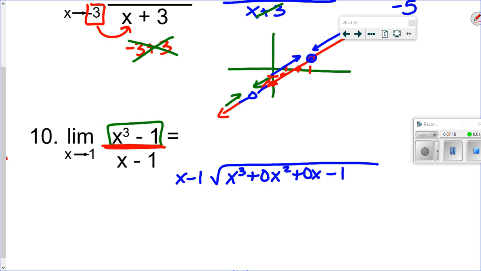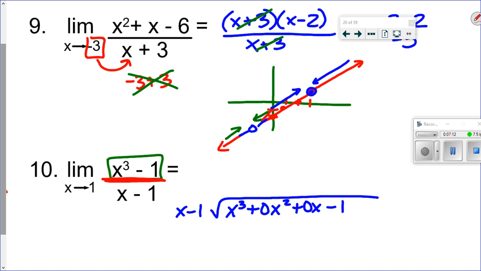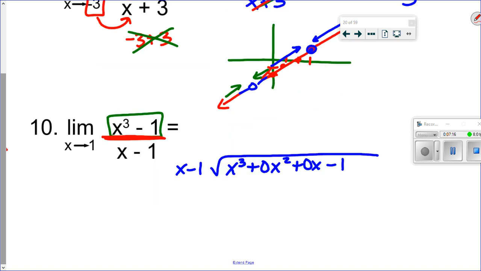Up in problem number 9, I really just divided x plus 3 by x plus 3. It was division. So I asked myself, how many times does x go into x cubed? Well, x squared. Then x squared times x is x cubed. x squared times negative 1 is negative x squared. I subtract. 0 minus negative 1 is 1x squared plus 0x.